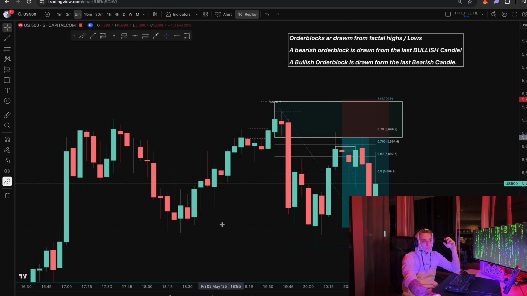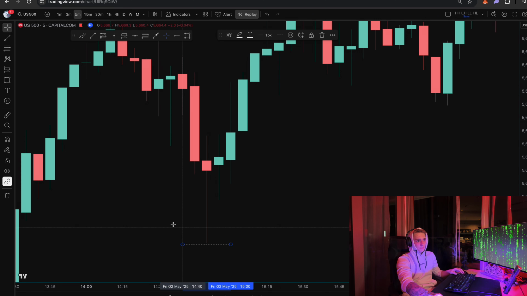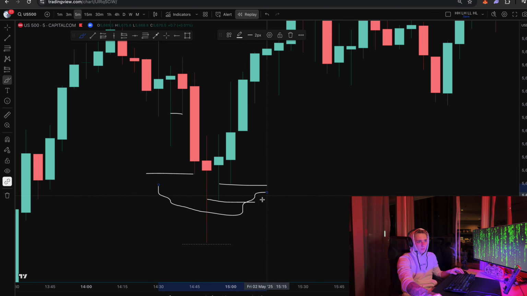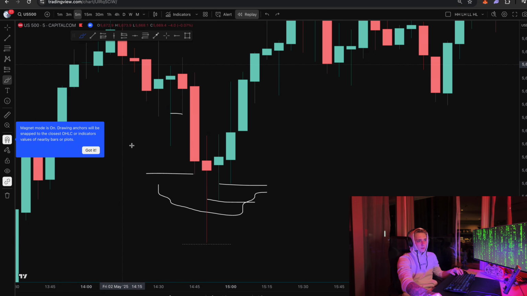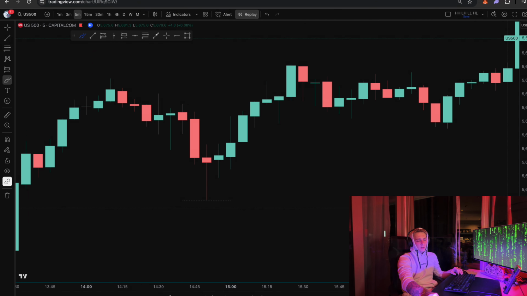Now I'm going to go through how you can spot them again quickly. So we've got a fractal low. How do we know it's a fractal low? Because we've got 1, 2 candles to the right, 1, 2 candles to the left. They are both above this low. So this is our fractal low now. Okay, cool. So with that being said, we know that an order block lies here.